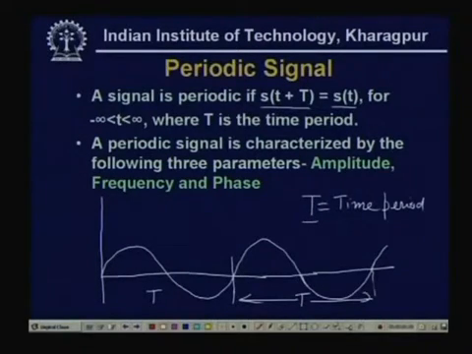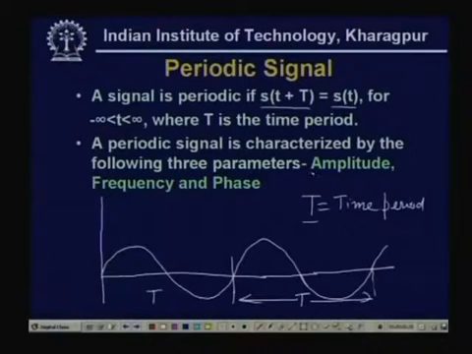Now a periodic signal can be fully characterized by three parameters. What are the three parameters? The three parameters are amplitude, frequency and phase. What is amplitude? As you can see, on this side we have plotted time, and on this side we plot amplitude, and this one is known as the peak amplitude.